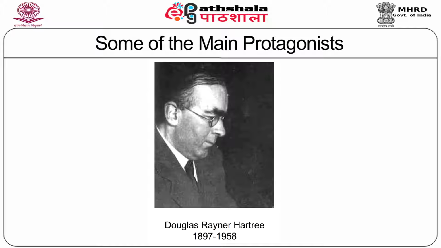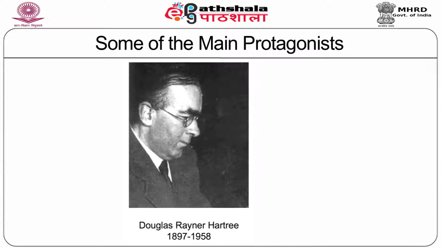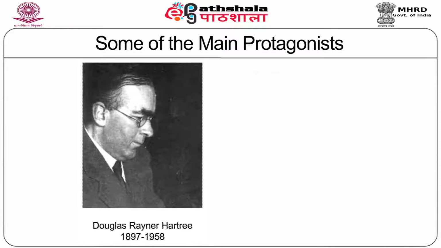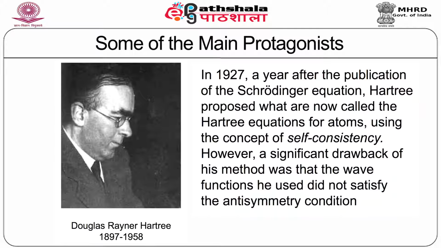So the quantum chemical methods discussed in this module have been developed by many scientists, including physicists and chemists. Some of the main protagonists who have worked on this area include people like Professor Douglas Rayner Hartree, a British physicist and quantum chemist. In 1927, a year after the publication of the Schrödinger equation, Hartree proposed what are now called the Hartree equations for atoms, using the concept of self-consistency.